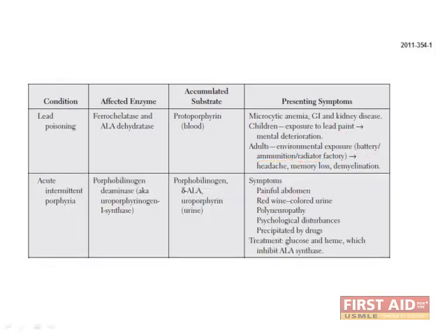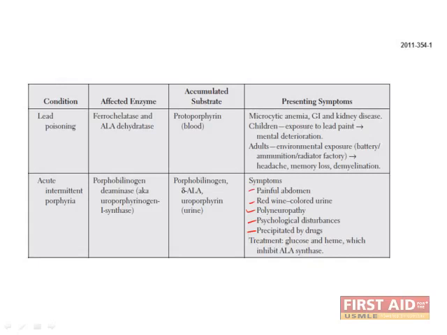Acute intermittent porphyria can be remembered by the 5 Ps: painful abdomen, pink or purple red wine-colored urine, polyneuropathy, psychological disturbances, and being precipitated by drugs such as barbiturates. Porphyria is Greek for purple pigment, so its name comes from the disease's characteristic urine pigmentation.